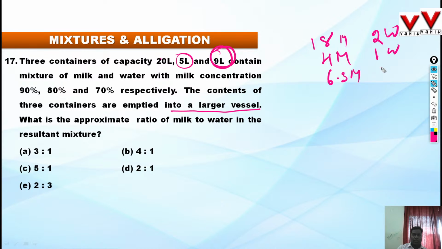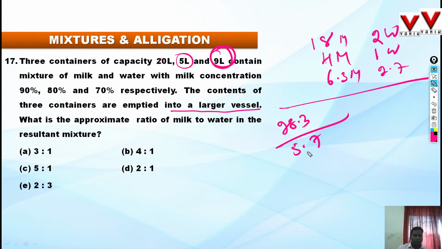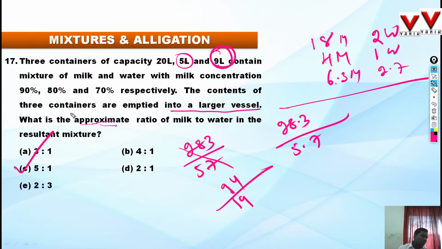If we add 18 plus 4, 22, 22 plus 6.3, 28.3. Water is 2 plus 1 plus 2.7, 5.7. That means 283 divided by 57. Approximate ratio means about 5:1. Option C will be the answer.